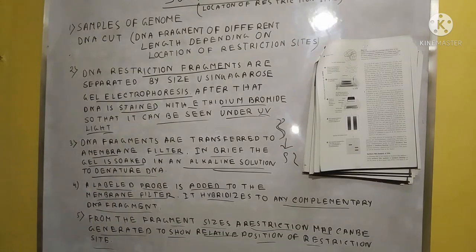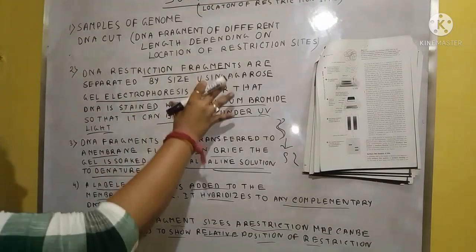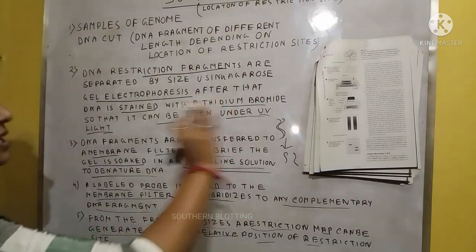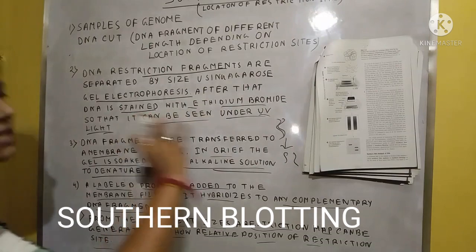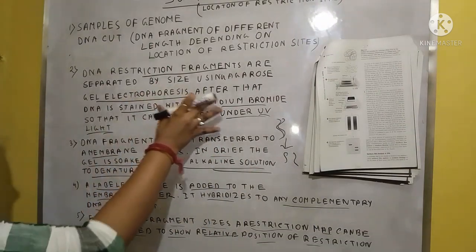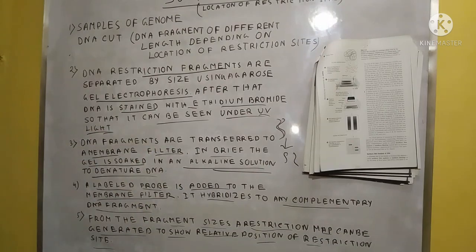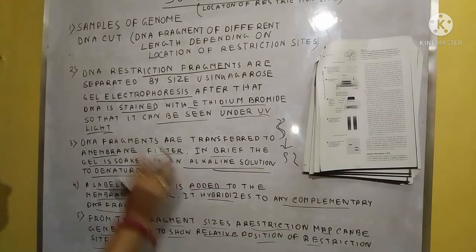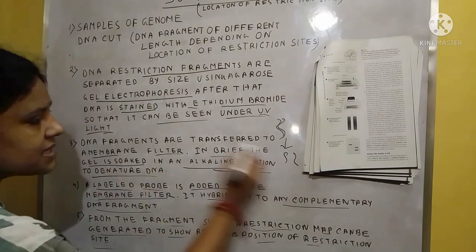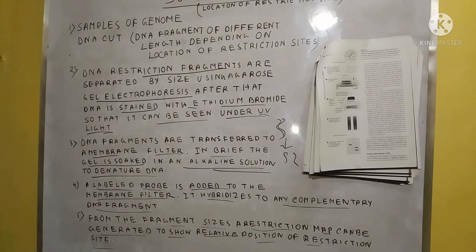Here, actually, the DNA fragments in the gel are completely transferred out of the gel when we transfer the fragments to the membrane filter. Clear? And actually here the gel is totally soaked in the alkaline solution. Okay? And there is also a buffer solution given.